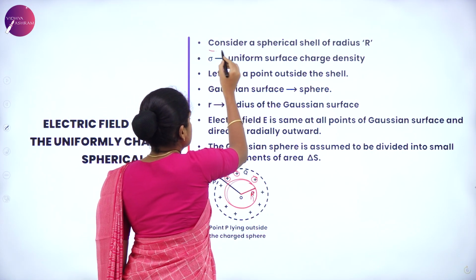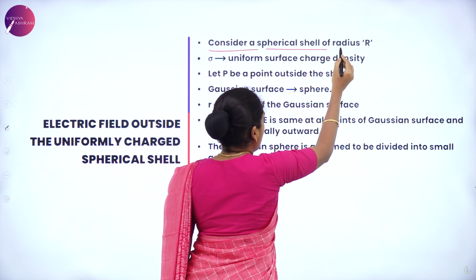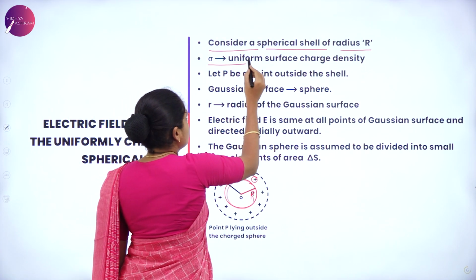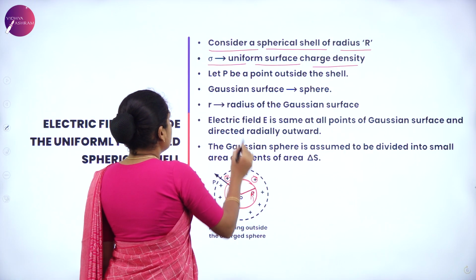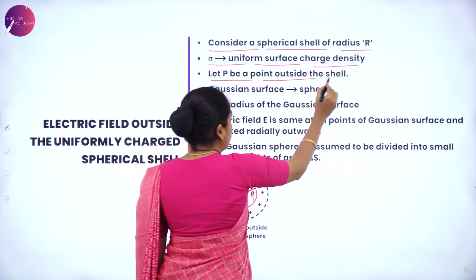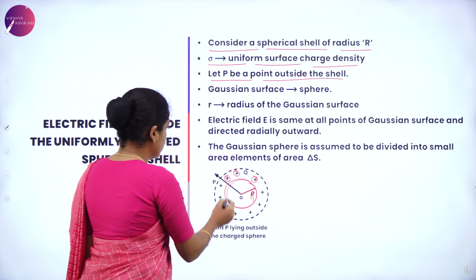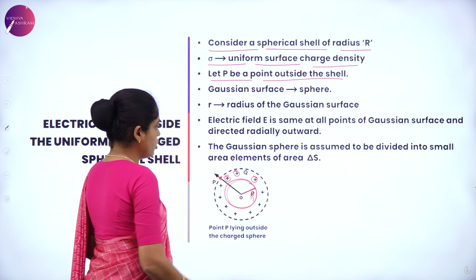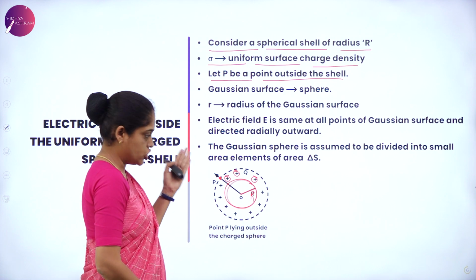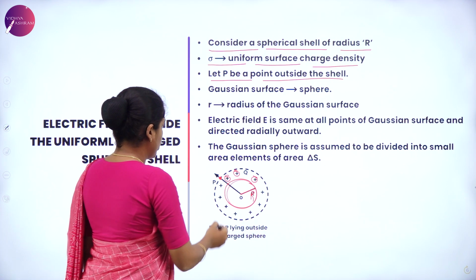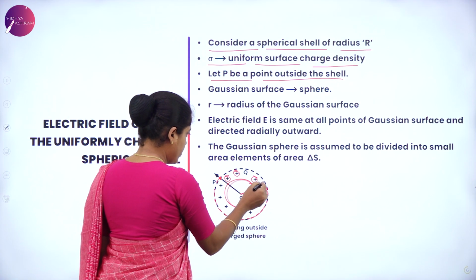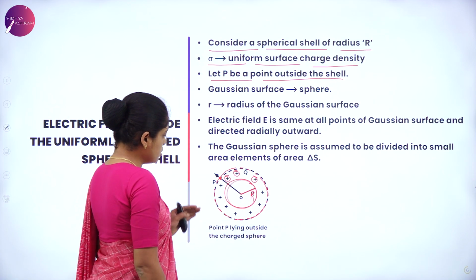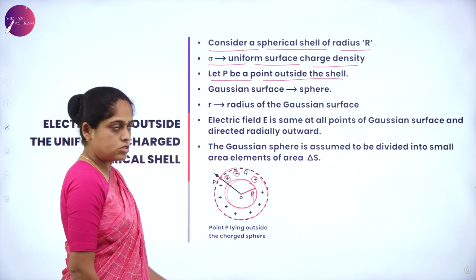Consider a spherical shell of radius R. Sigma is the uniform surface charge density, and let P be a point outside the shell. Keeping this point, you have to imagine a suitable Gaussian surface. Here the suitable Gaussian surface is also a spherical shell.